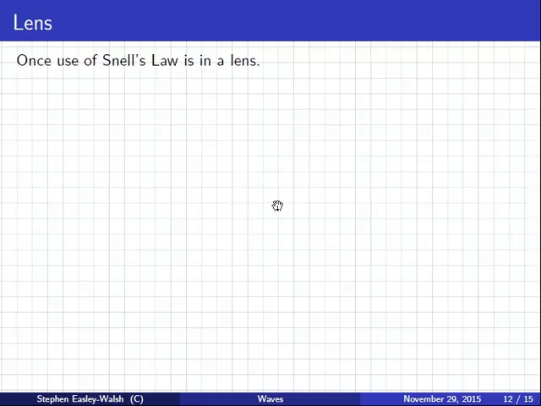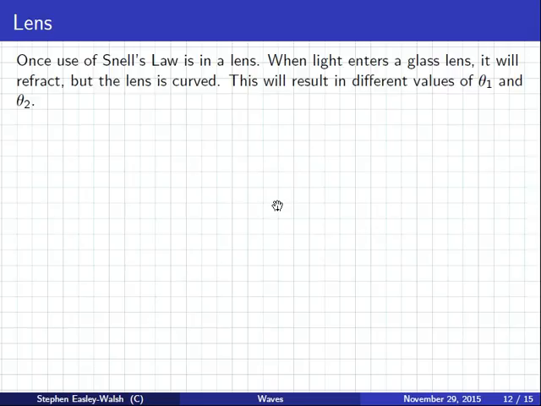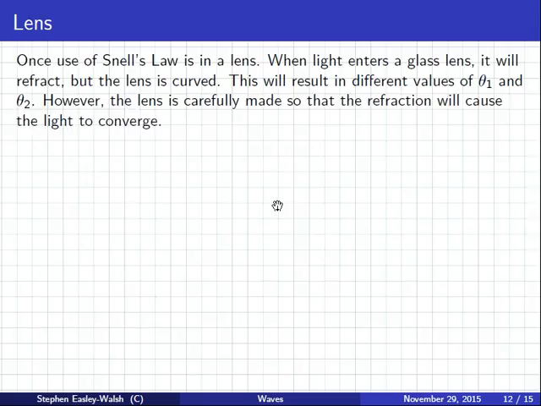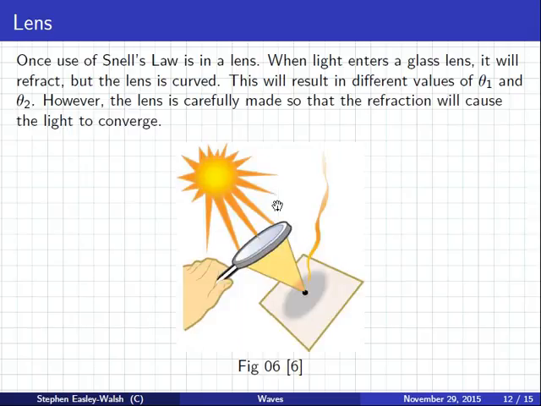Okay. So one use of Snell's law is making a lens, like on your glasses. When light enters glass, it will refract. But the lens is curved, so this will result in different values of theta 1 and theta 2. However, the lens is carefully made so that the refraction will cause the light to converge. So I'll explain here with a picture.